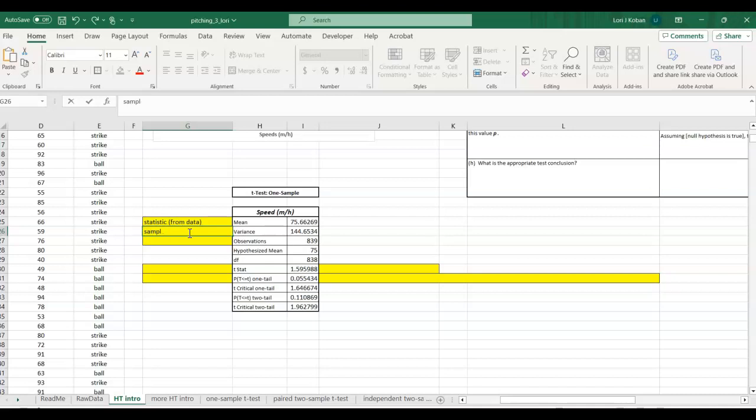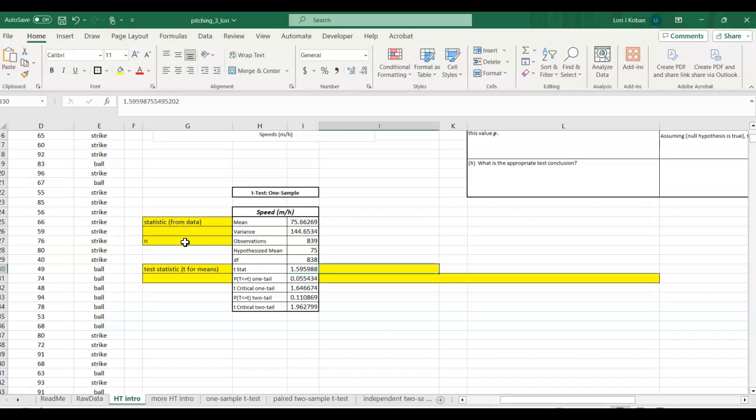This is the sample standard deviation or variance. We're not going to actually worry about that in this class. This is the number of observations. That's how many rows of data you have, often called N. Now, the test statistic is going to be T if we're dealing with means. If you're dealing with something else, it would be something other than T, but in this class, we're just going to deal with T.